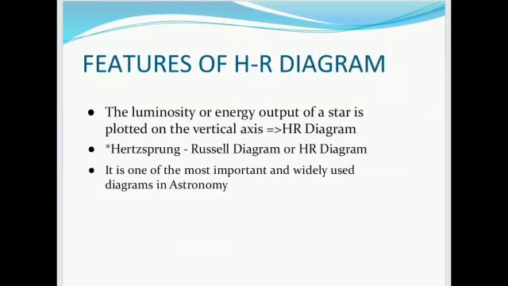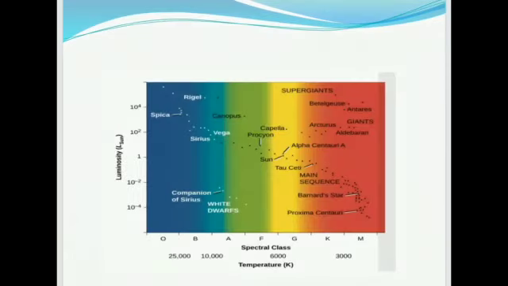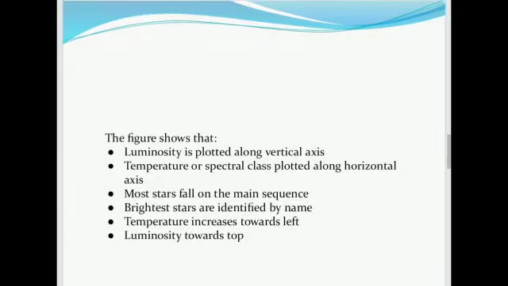And HR diagram's full form is Hertzsprung-Russell diagram. Hertzsprung and Russell are the scientists who found this. And this HR diagram is most important and widely used in astronomy. Okay, coming to next slide, we can see that a figure is shown below. From this figure, we can find that luminosity and temperature are plotted.